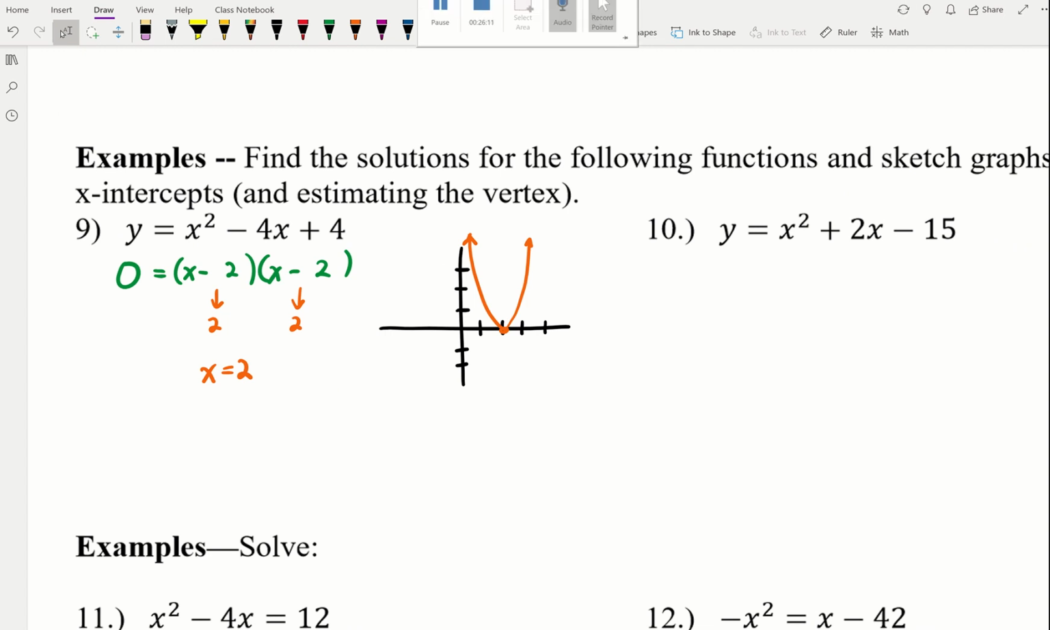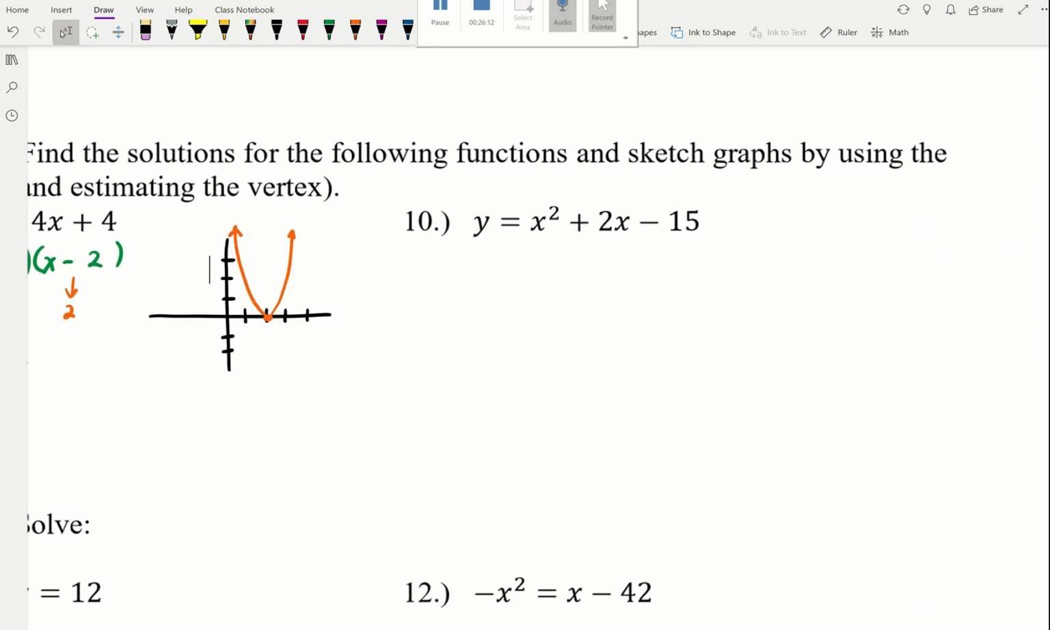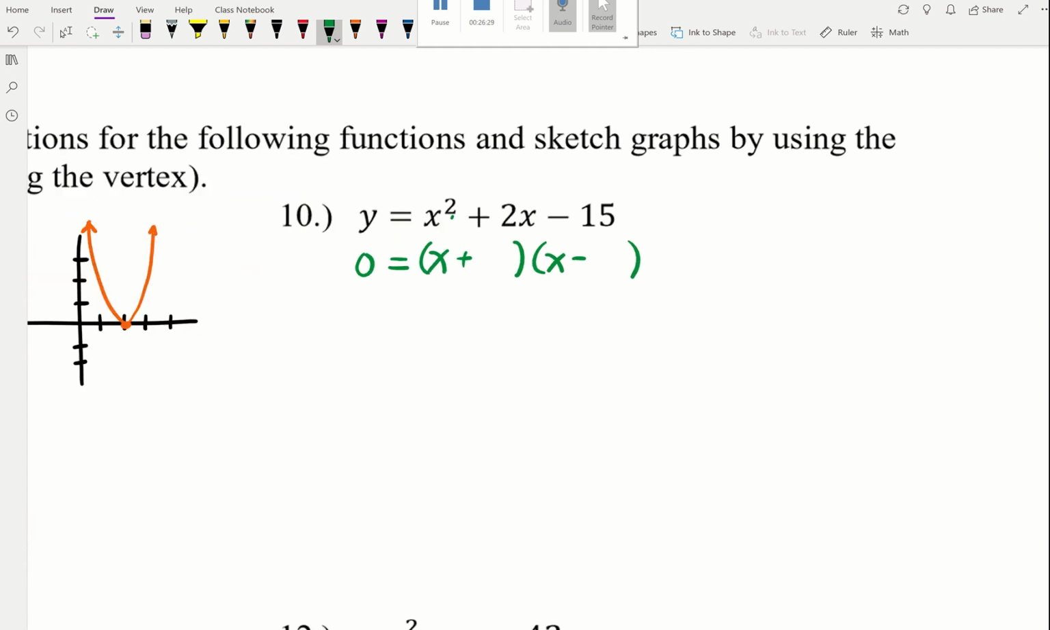Hopefully that makes sense. All right, number 10. Same idea. We're going to start by setting it equal to 0. There is no GCF, so we're going to factor it into two binomials. The x squared tells us that it's x and x. A negative in front of the 15 tells us signs are different, so plus and minus.